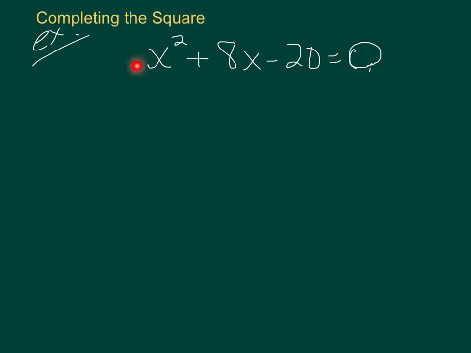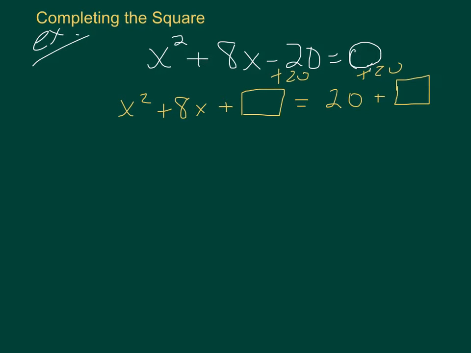Our first step is to move c to the other side. So we're going to add 20 to both sides. So we've got x squared plus 8x, and then we're going to leave a blank or a box, whichever you like, is equal to 20, because we moved it over there, plus another box. So we're going to have to add something to both sides. So we moved the c over. Now we want to create a perfect square trinomial. So what number should we put in this box so that it's a perfect square trinomial?